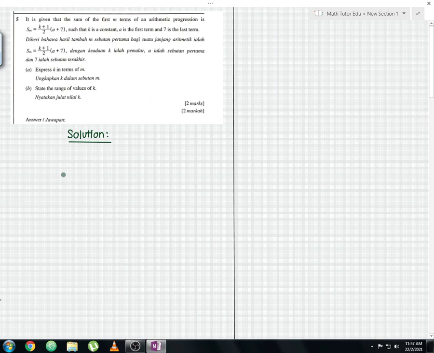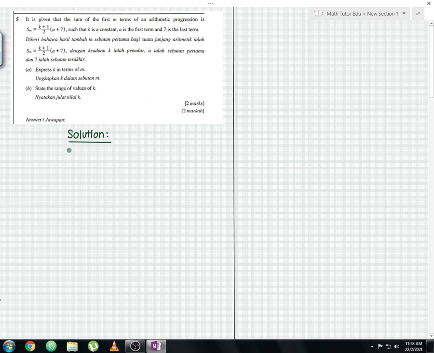Okay, let me read the question now. It is given that the sum of the first m terms of an arithmetic progression is Sm equals (k + 1)/2 times (a + 7), k in a bracket, such that k is a constant. a is the first term and 7 is the last term. For part A, they ask us to express k in terms of m, whereas for part B, they ask us to state the range of values of k. So this is the overall question.